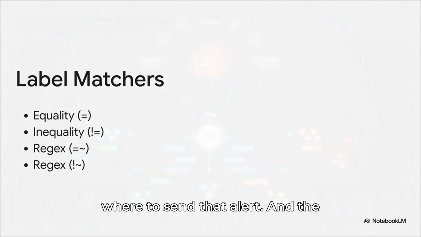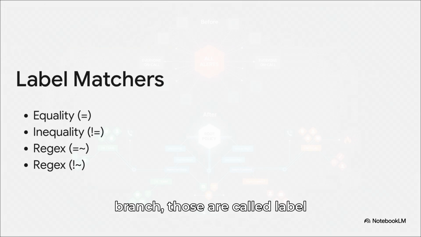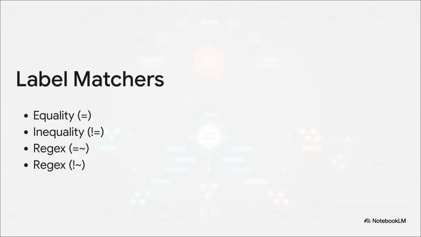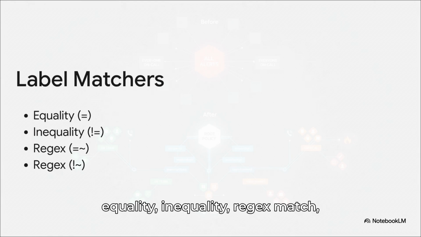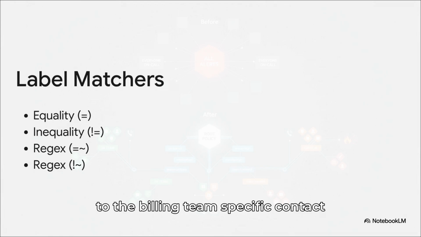And the traffic cops making these routing decisions at every single branch, those are called label matchers. They read the metadata attached to your alert rules using 4 primary operators: equality, inequality, regex match, and regex non-match. This setup ensures that an alert only proceeds down a branch if its metadata perfectly aligns with the policy rules. So if a label literally says team equals billing, the matcher grabs it and ensures it routes directly to the billing team's specific contact point.